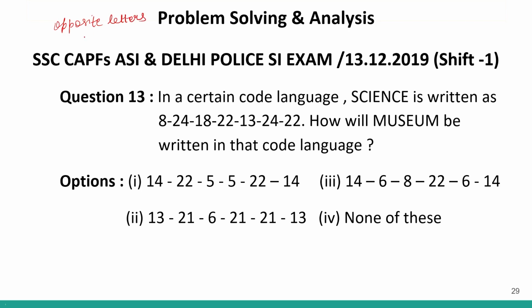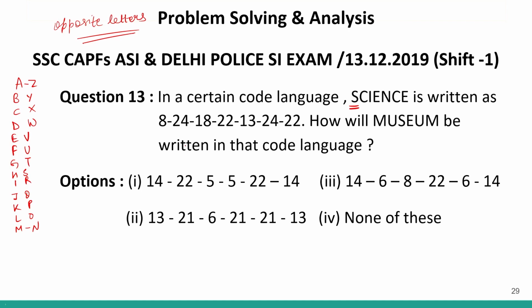Opposite letters, alphabets are written in a specific manner and then we find the code. So let me write the opposite words over here. We have A, B, C, D, E, F, G, H, I, J, K, L, M, then N, O, P, Q, R, S, T, U, V, W, X, Y, Z. So A is opposite to Z and M is opposite to N and so on. So this we have discussed.